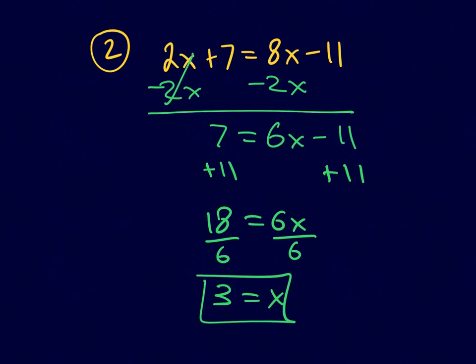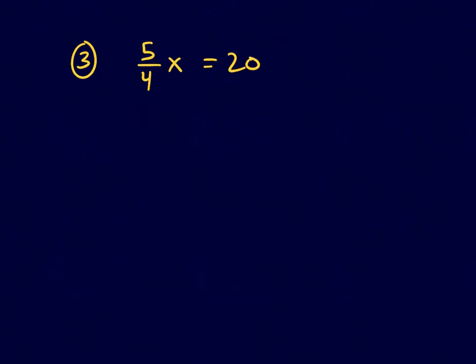All right. Problem number 3. 5/4 x equals 20. Here's another fraction problem. There's a couple ways to do this one, but the most common way that people seem to like the best is to multiply by the reciprocal. So the x term is already by itself, so I'm ready to get x alone. So I'm going to multiply by the reciprocal. The reciprocal is 4/5.